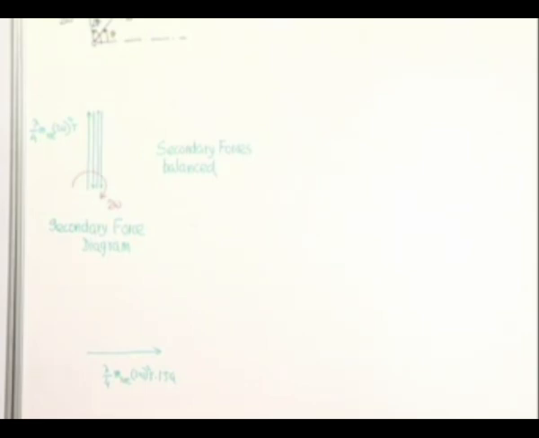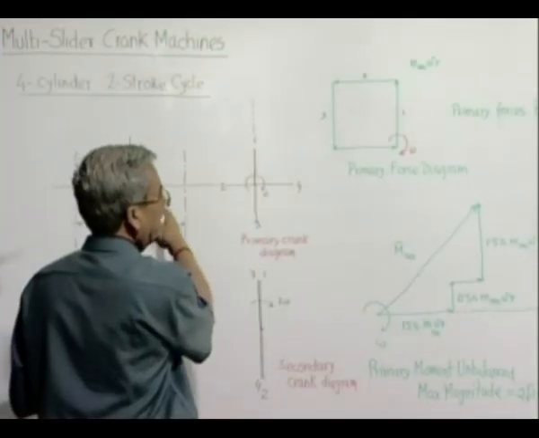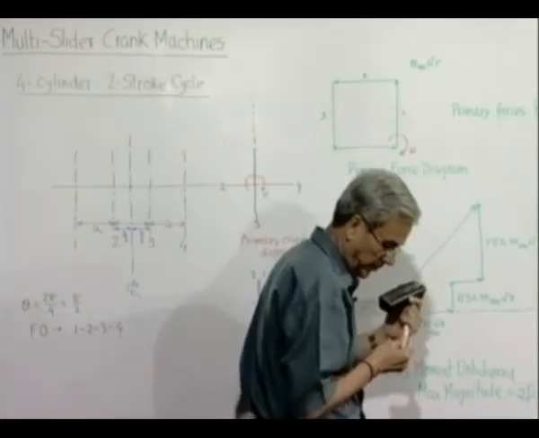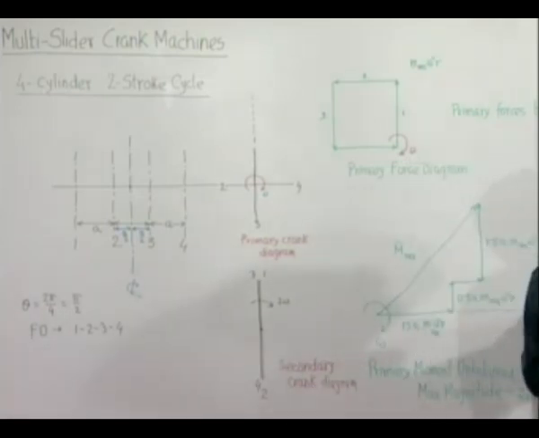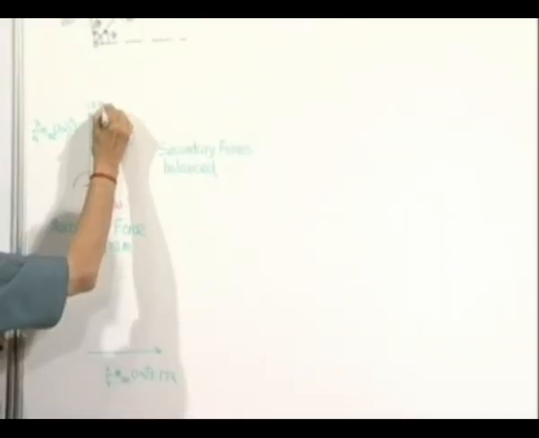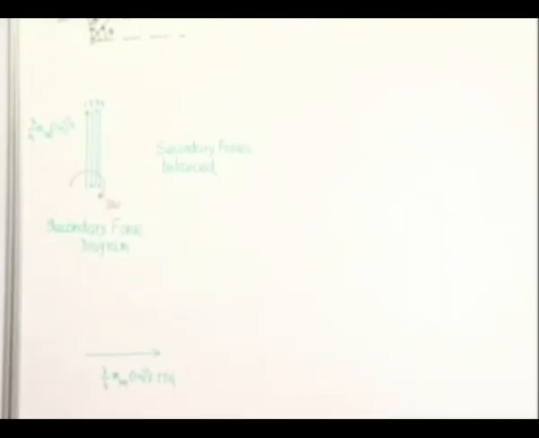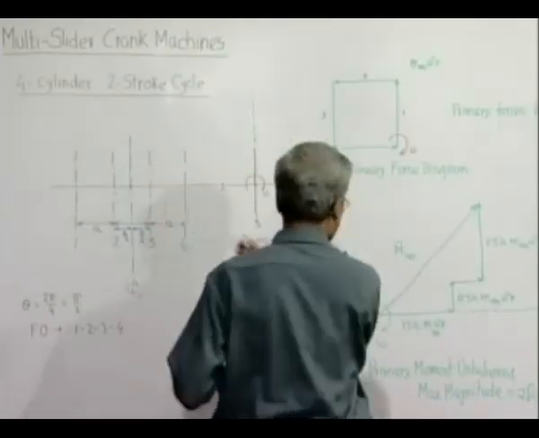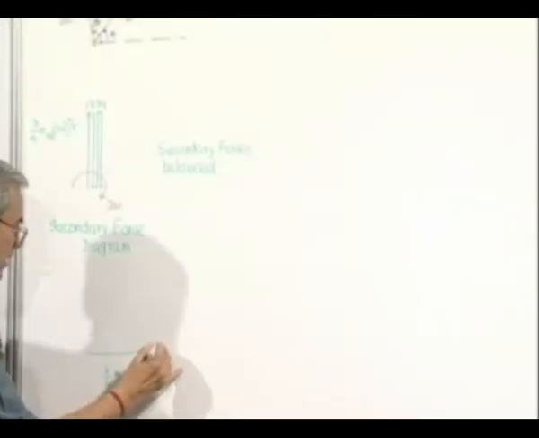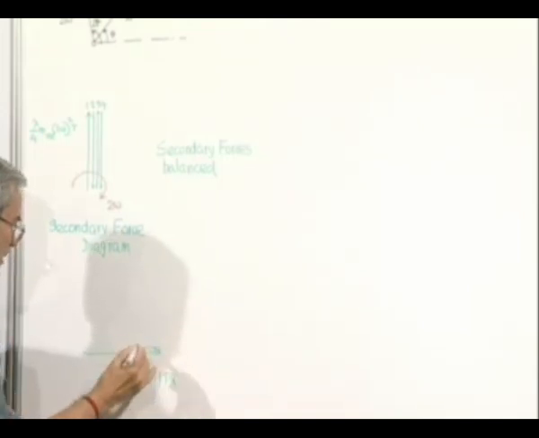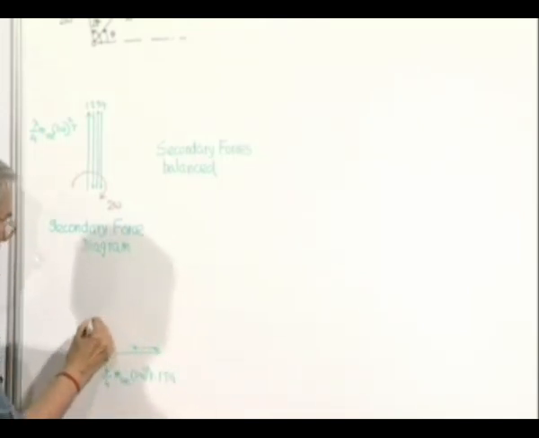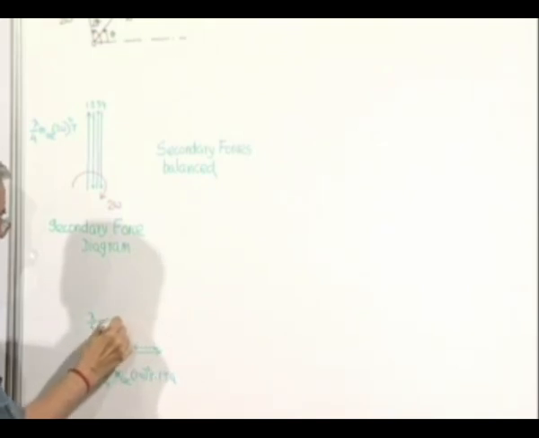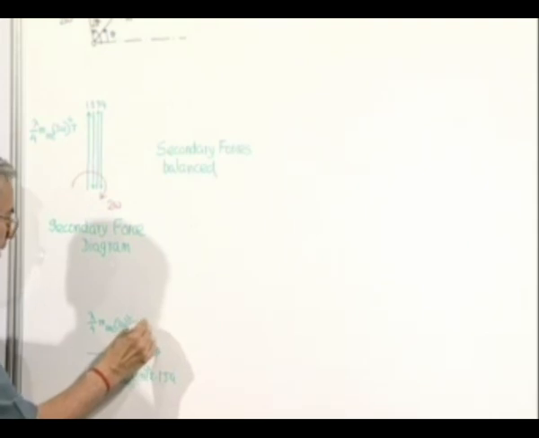Then the second cylinder produces, this is the first, this is the second, third, fourth. The second produces a force in this direction, so therefore it will produce a moment in this direction. Its magnitude is lambda by 4 m reciprocating 2 omega square r into 0.5 a.